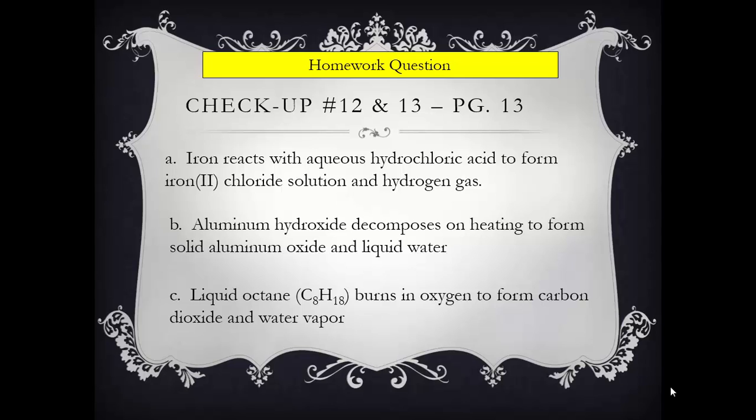Alright, here are your homework questions. There are 3 of them. If you need to look up the formulas for those, you should know them. But iron, just Fe, reacts with hydrochloric acid, which is HCl, to form iron(II) chloride and hydrogen gas. And then in letter B, aluminum hydroxide, hydroxide again is OH, decomposes on heating to form solid aluminum oxide and liquid water. And then liquid octane burns in oxygen. Remember, oxygen is diatomic, so it's O2, to form carbon dioxide and water vapor, typical combustion reaction.